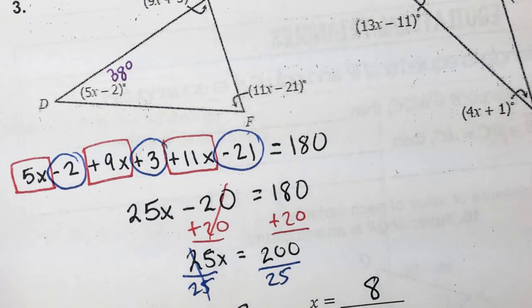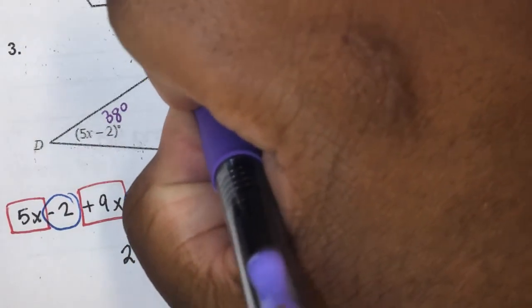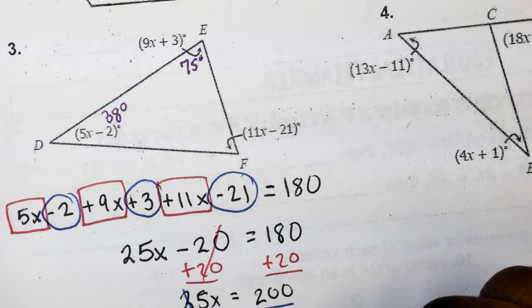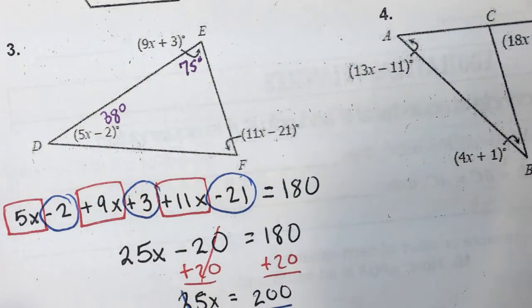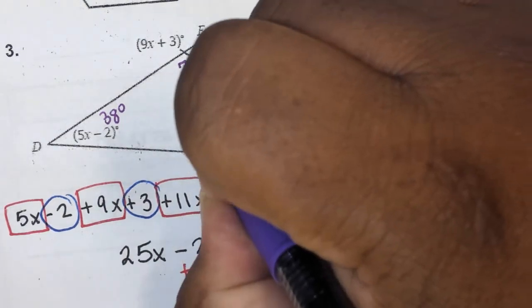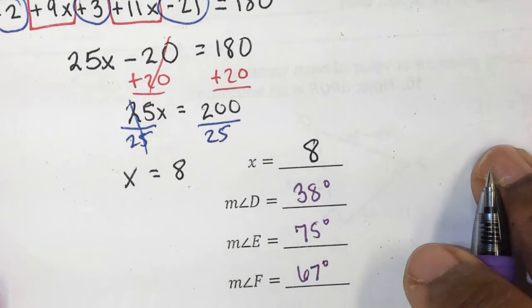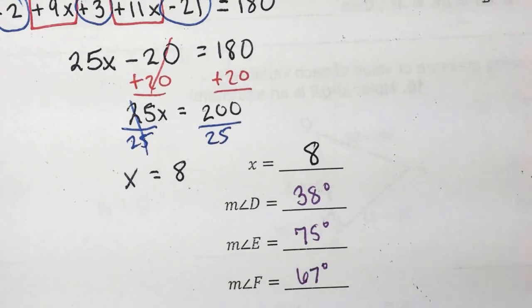And so E would have been 9 times 8, which is 72, plus 3, 75 degrees. And then F, 11 times 8, 88 minus 21, 67 degrees. And that answers your question, Jalen. E and F are not congruent. Sometimes they look close, the numbers aren't too far off. Moving on.